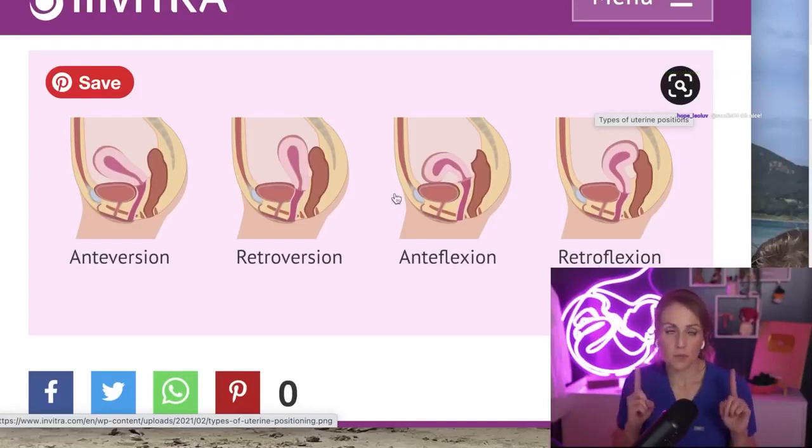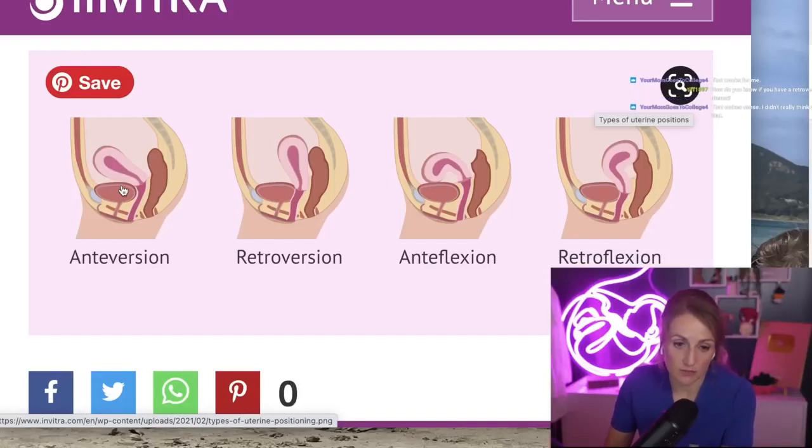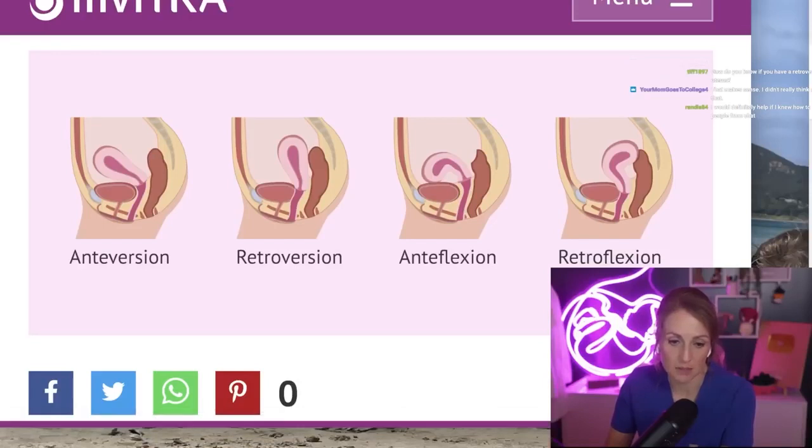As far as pregnancy goes, no, because this corrects by the time that you are in labor. If you imagine, as a fetus grows and grows and grows in there, the uterus gets bigger and bigger. There's no retroversion or anteversion left, and there's no anteflexion or retroflexion left. It's just all generally in the same kind of position.